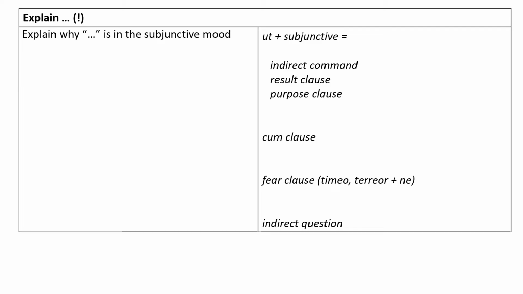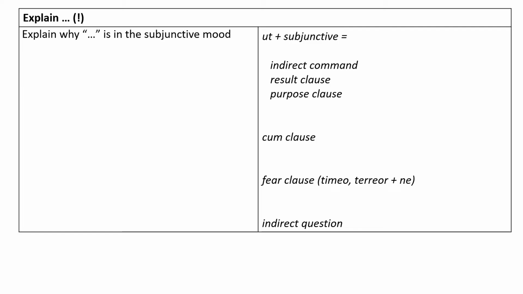Indirect command is where you order, beg, persuade, ask somebody to do something, and you translate your ut as to. For example, the master ordered the slaves to work. The master asked the slaves to work. The master begged the slaves to work. Those all count as indirect command.